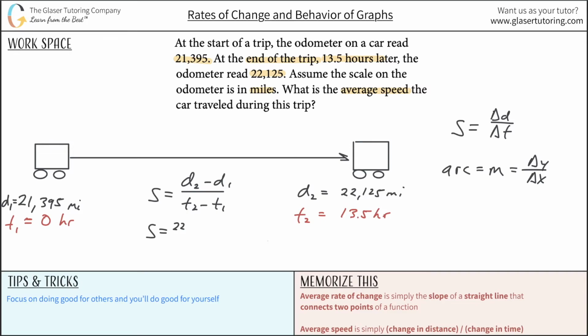So 22,125 minus 21,395, all divided by 13.5 minus 0. And let me get out my handy dandy calculator so I don't make a mistake. 22,125, well, I could still plug it in wrong. So minus 21,395, all then divided by 13.5. So here we get about 54.